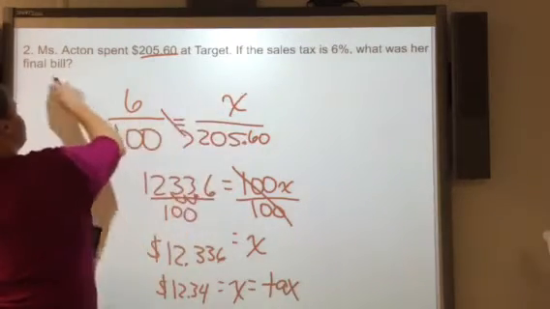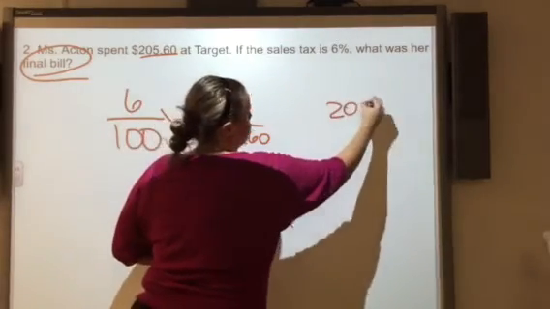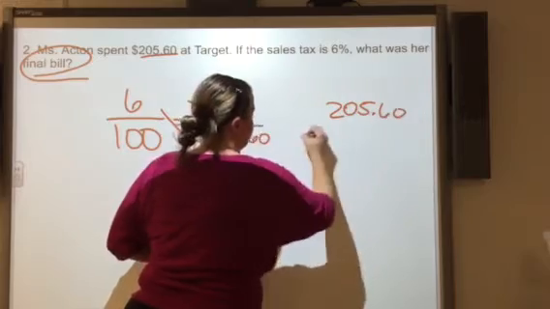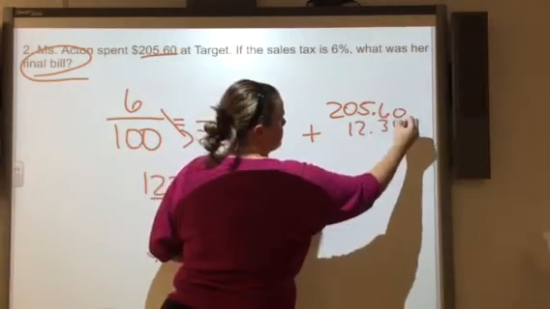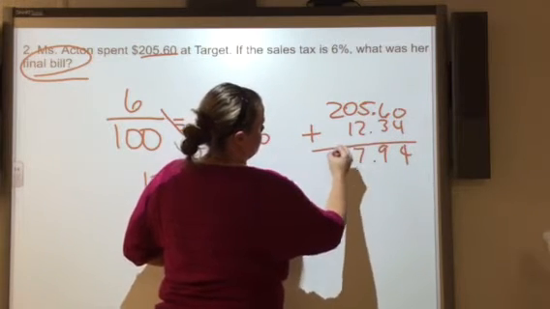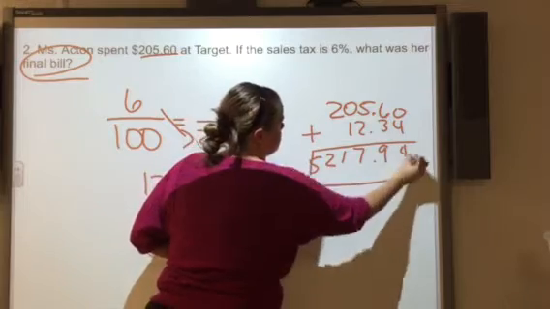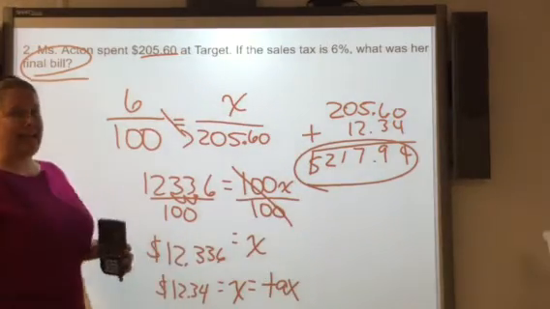Again, the question says, what is the final bill? So we have to take the total, 205.60, and add on $12.34. So the total bill is $217.94, including tax.